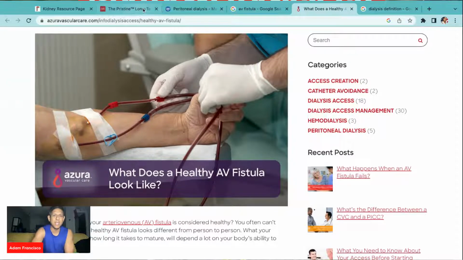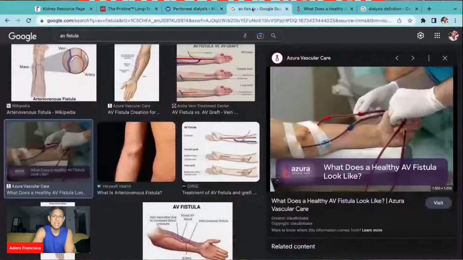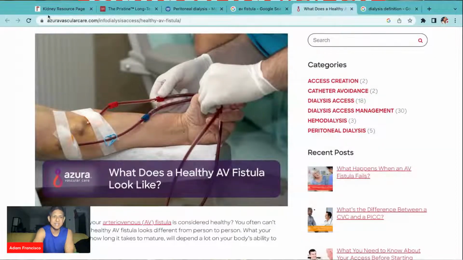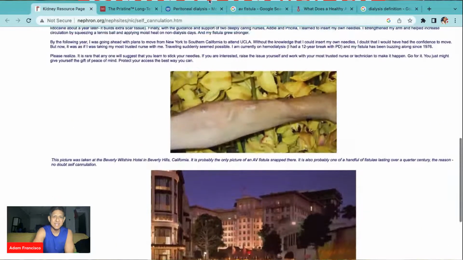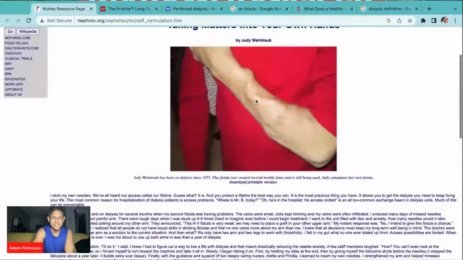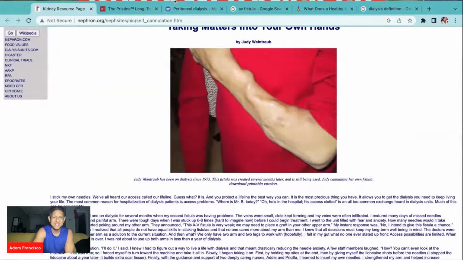Now, what does that end up looking like over time? It can end up looking like, let's see, like this. It looks like there's worms underneath your arm. You see that? Oh, I'm sorry, but I think it looks disgusting. I think that looks so disgusting.